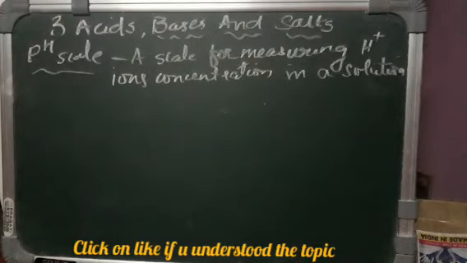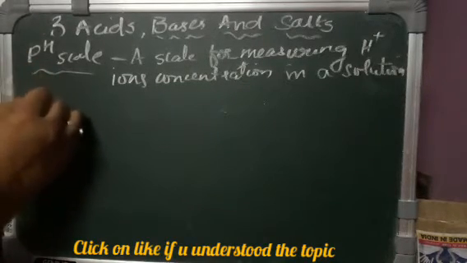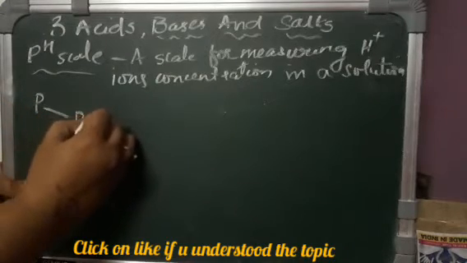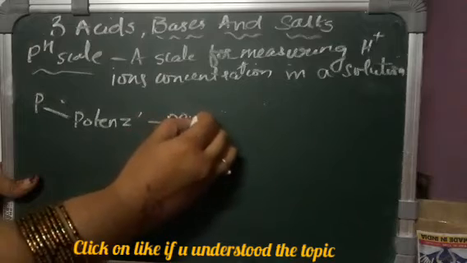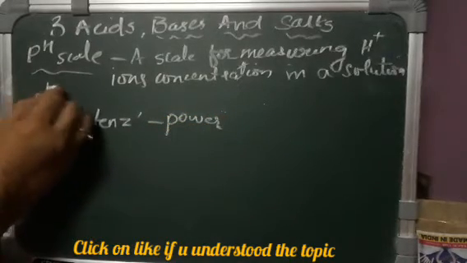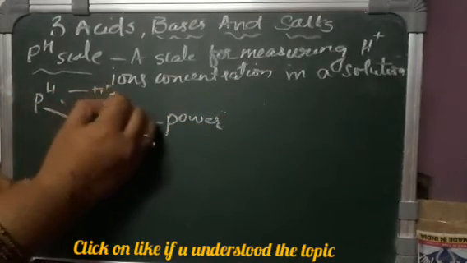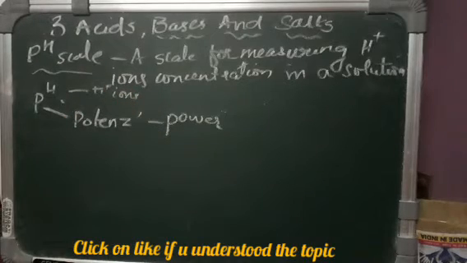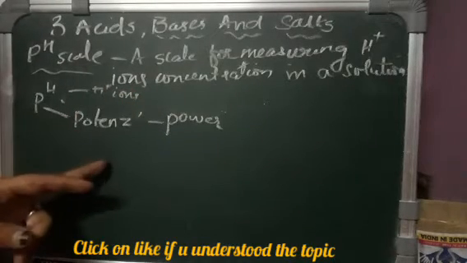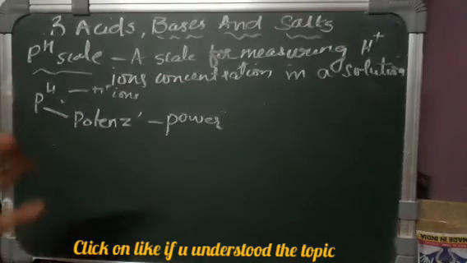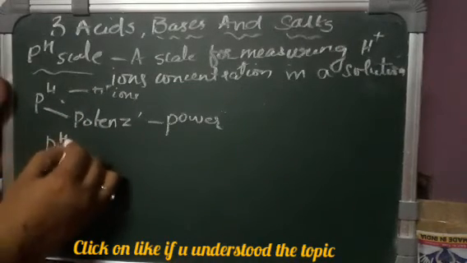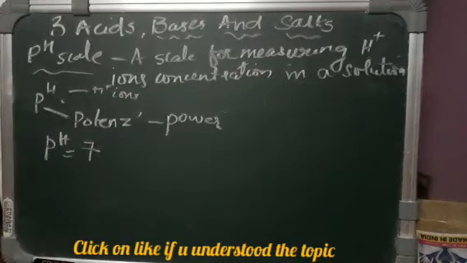P stands for potence, and in German potence means power. H is nothing but hydrogen ions, H plus ions. So here the pH of a neutral solution is 7. If we take a neutral solution, you can see that the pH of the neutral solution is 7.